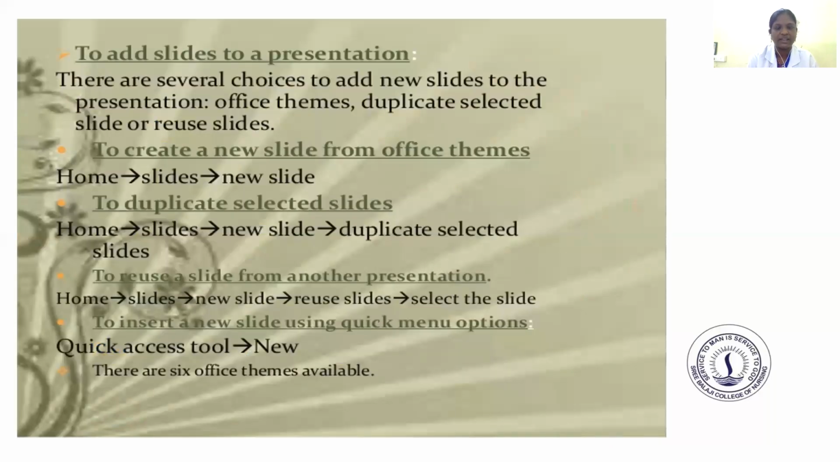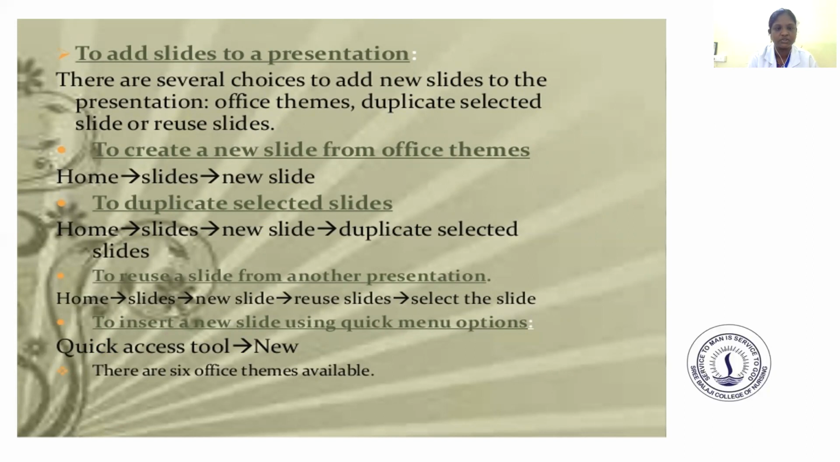And next one is to add slides to the presentation. There are several choices to add new slides to the presentation: from themes, duplicate selected slides, or reuse slides. For example, to create a new slide from Office themes, you go to Home, select, and click, and the new slide will come. Next, to duplicate a selected slide, you go to Home, click the slide, then click new slide, and the duplicate of the selected slide also comes.